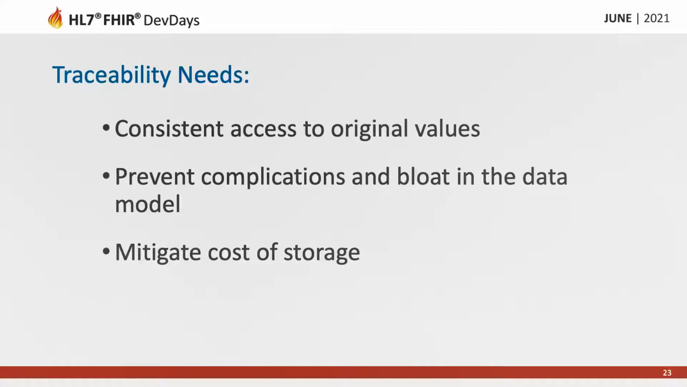We also wanted to avoid complications in the data model, i.e. be FHIR first and not introduce bloat. In the spirit of FHIR, we didn't want people who didn't want this data to pay a price for its presence. Finally, we needed to mitigate the cost of storing all that data. As you can imagine, essentially having 2 copies of everything doubles the cost of storing it all.